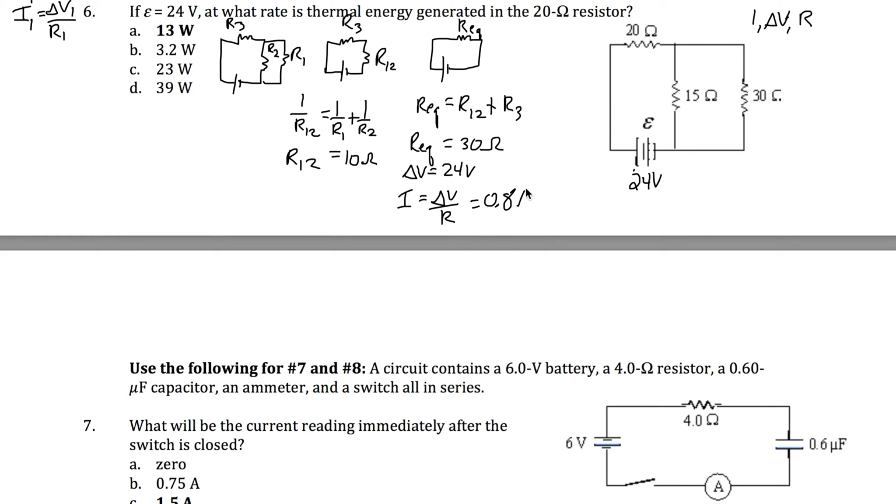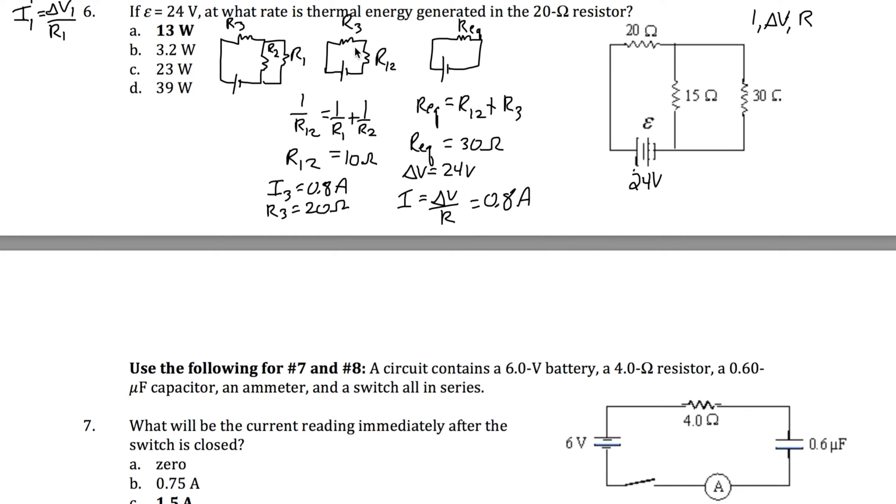Then we're going to work backwards. We're trying to get back to the 20 ohm resistor, which is R3 this time. So R3 and R12 were in series to get here. That means that in series the current is the same, so we know the current through number 3 is also 0.8 amps. And the resistance is 20.